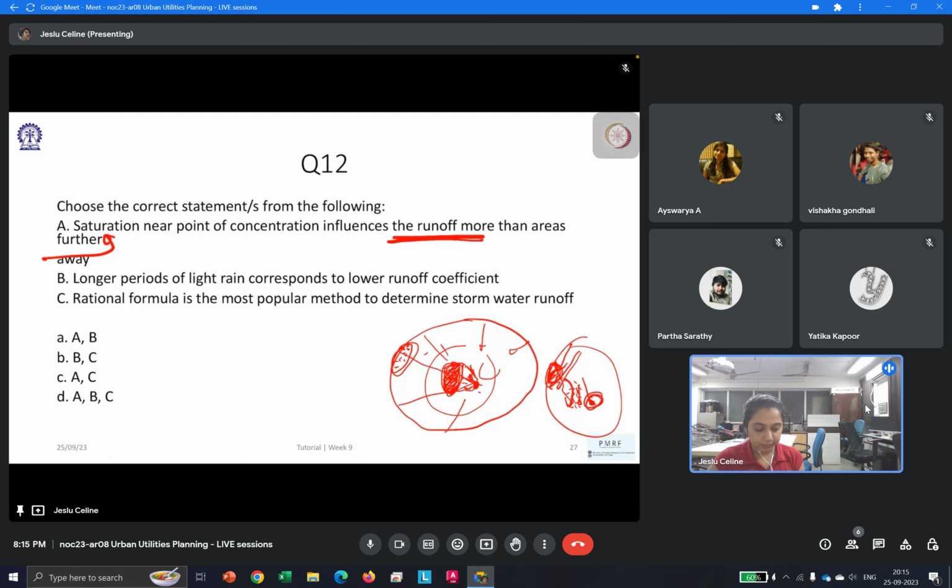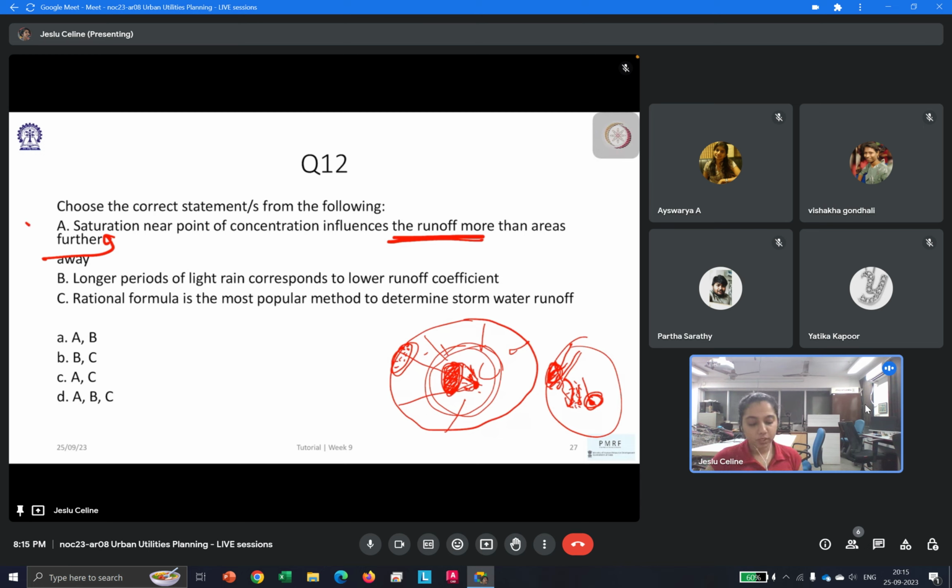So if the soil near the point of concentration is not saturated, then in the travel time, while the water is traveling through that region, it percolates into the soil and goes as groundwater. So it influences the runoff, because the actual runoff that you're getting reduces because of that. So yes, this is the correct answer.